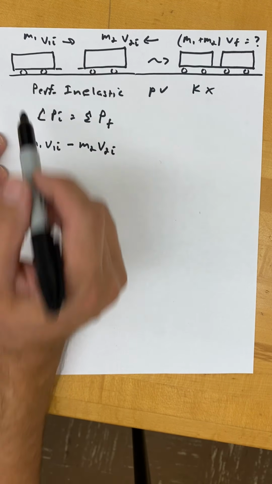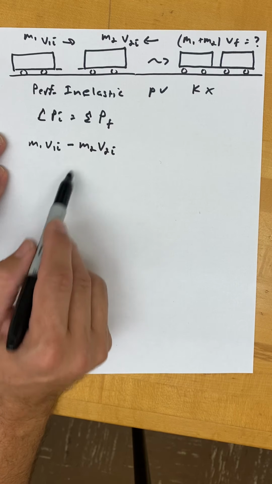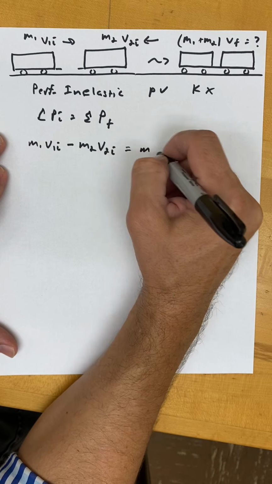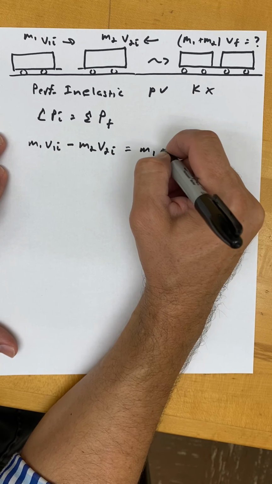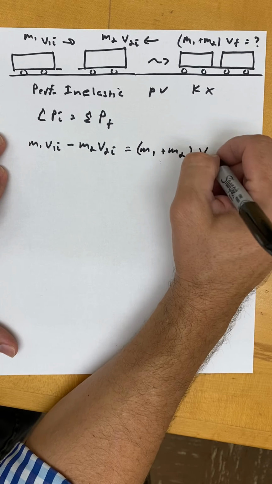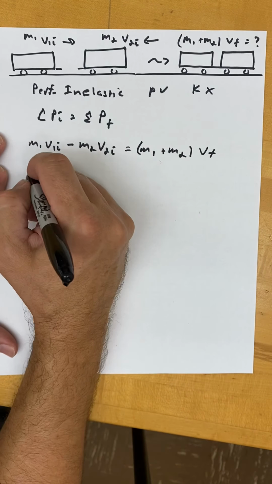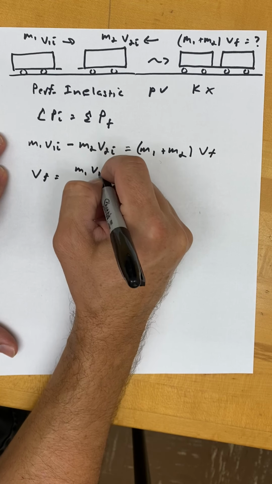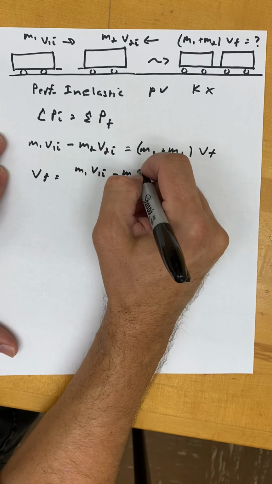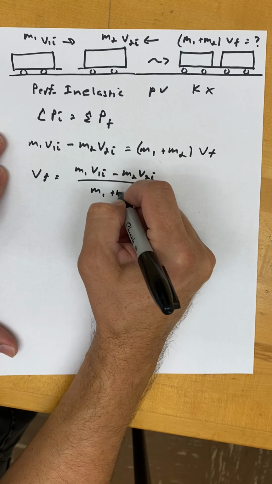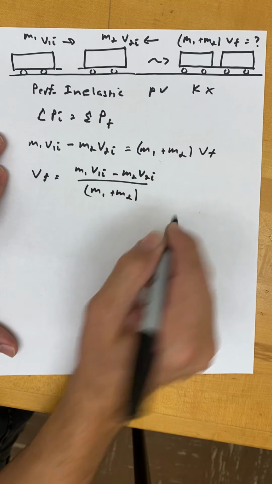If you want to define to the left as positive, that's fine. Flip your signs. One of them is going to be negative. That's got to equal the mass of my compound object, or composite object, if you will, times V final. And I get this: V final is equal to M1 V1 initial minus M2 V2 initial, over M1 plus M2.